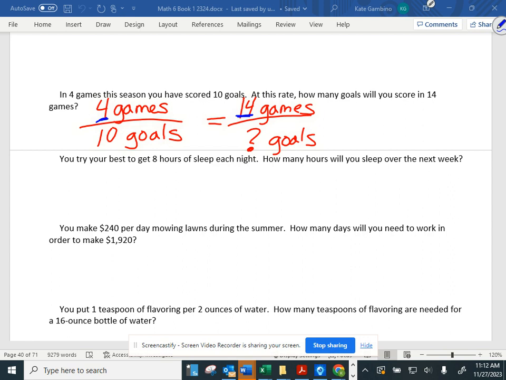So remember, that's when we divide it. We say 14 divided by the 4. That will tell us what we're going to multiply by. And it might be a decimal. So I believe it's 3.5. Yep. If we do 14 divided by 4, we get 3.5. So then we go back and we say, oh, I need to multiply by 3.5. 4 times 3.5 gives me 14. So 10 times 3.5 is going to give me my goals.